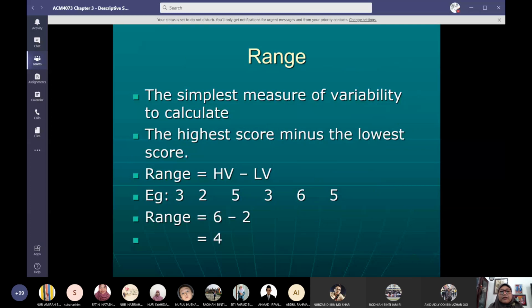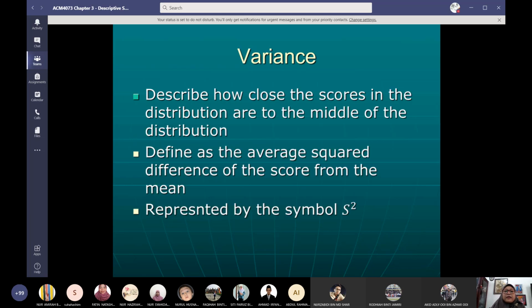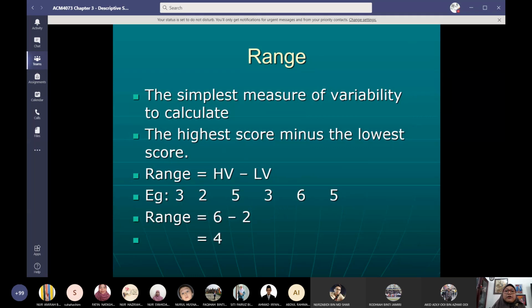The simplest measure of variability to calculate is the range: the highest score minus the lowest score. Remember, this is to identify the range for CI. Highest value take away lowest value. Here the range is 6 take away 2, which is 4.